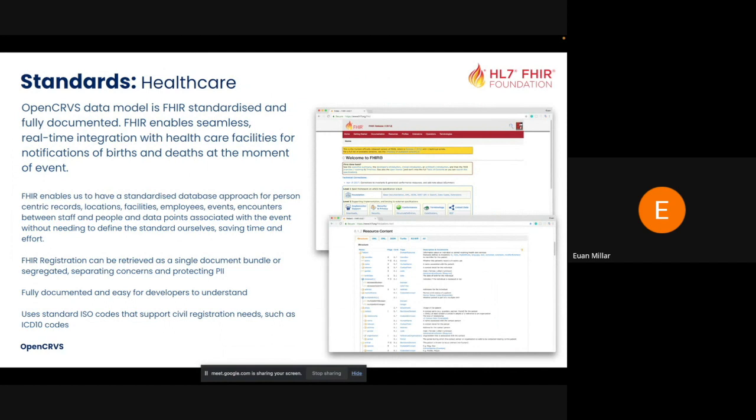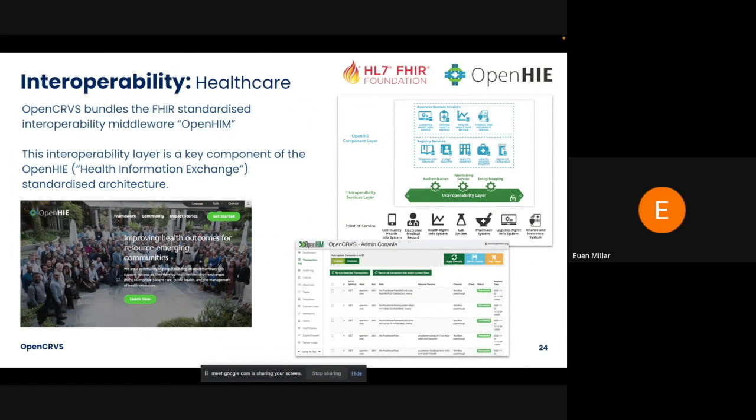So FHIR enables us to have a really standardized database model, which is fully documented. So it's very easy to learn about how our databases are organized. And it uses standardized ISO codes that support medical and civil registration needs, such as ICD-10, cause of death codes, things like this. We have bundled in the stack the FHIR standardized interoperability middleware called OpenHIM. This interoperability layer is a key component of the OpenHIE, that's the Health Information Exchange Organization. It's a standardized architecture layer in that framework. And so it's really plug and play with any healthcare system.